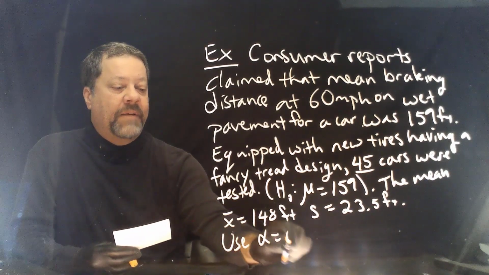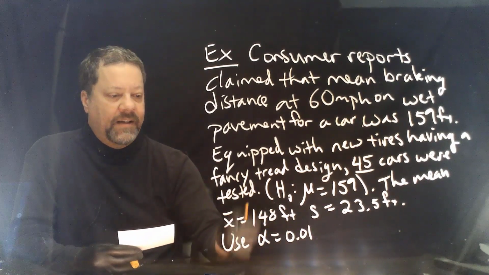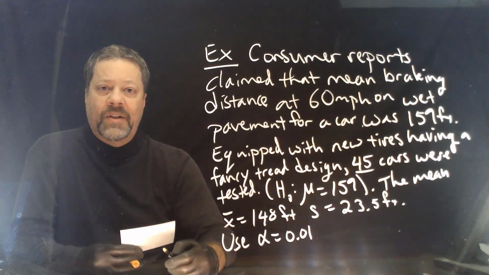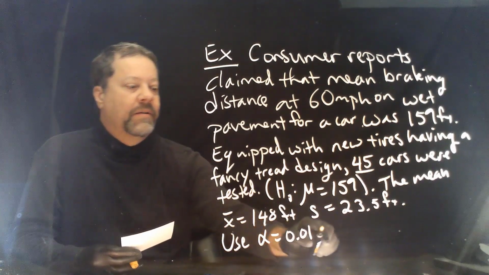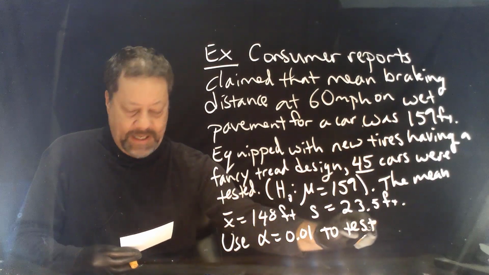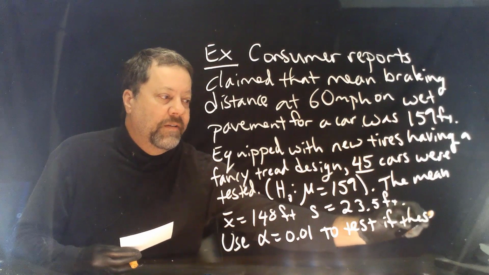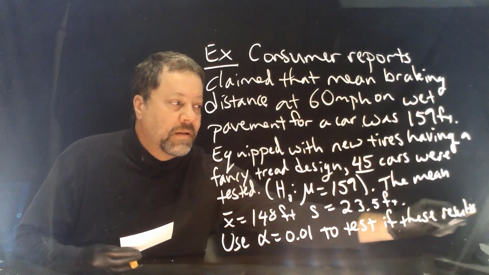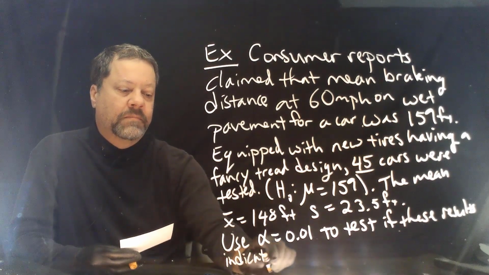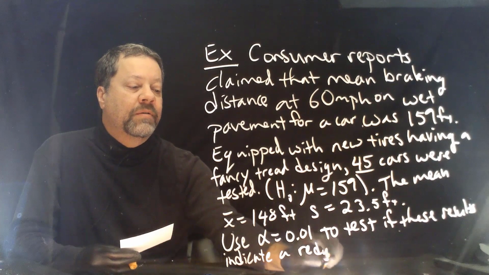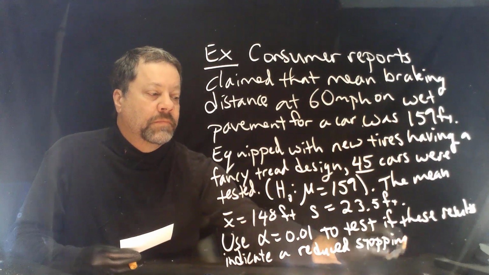Use alpha equals 0.01. We only want a 1% chance of making a type 1 error where we reject the null hypothesis when the null hypothesis is true. Use this to test if these results indicate a reduced stopping distance.